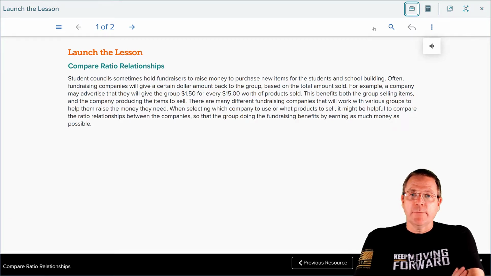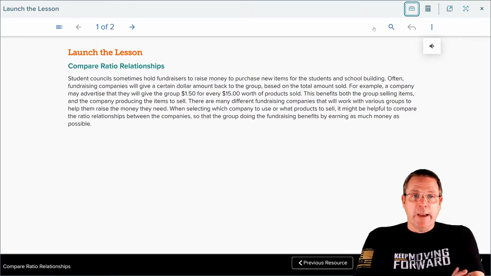There are many different fundraising opportunities that will work with various groups to help them raise monies they need. When selecting which company to use or what products to sell, it might be helpful to compare the ratio relationships between the companies so that the group doing the fundraising benefits by earning as much money as possible.